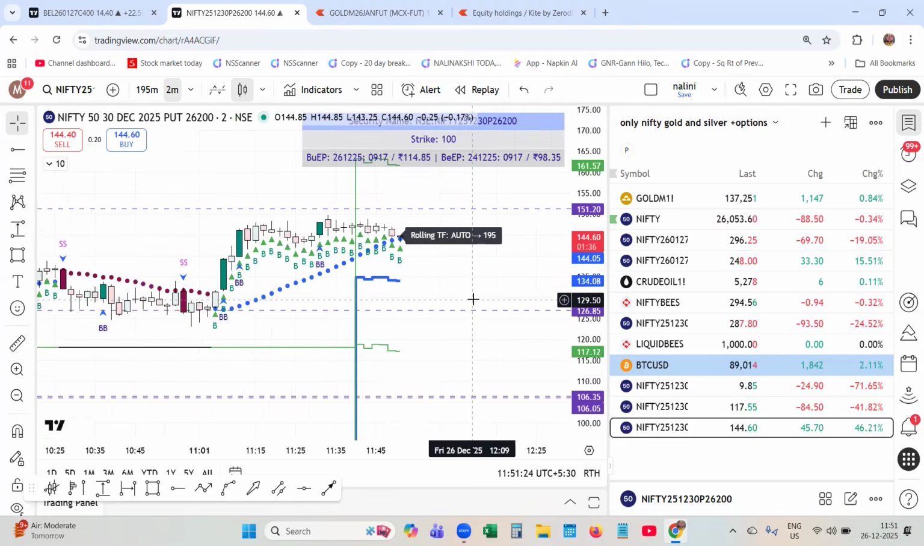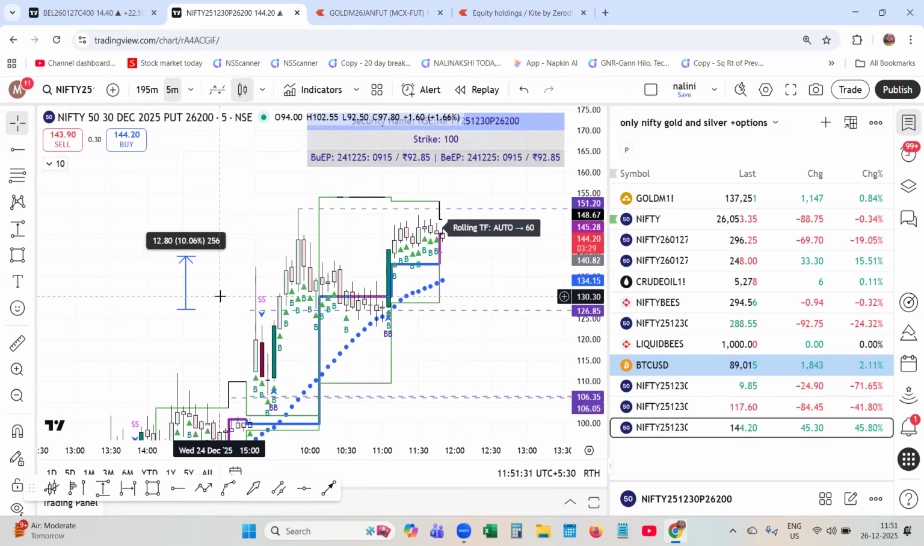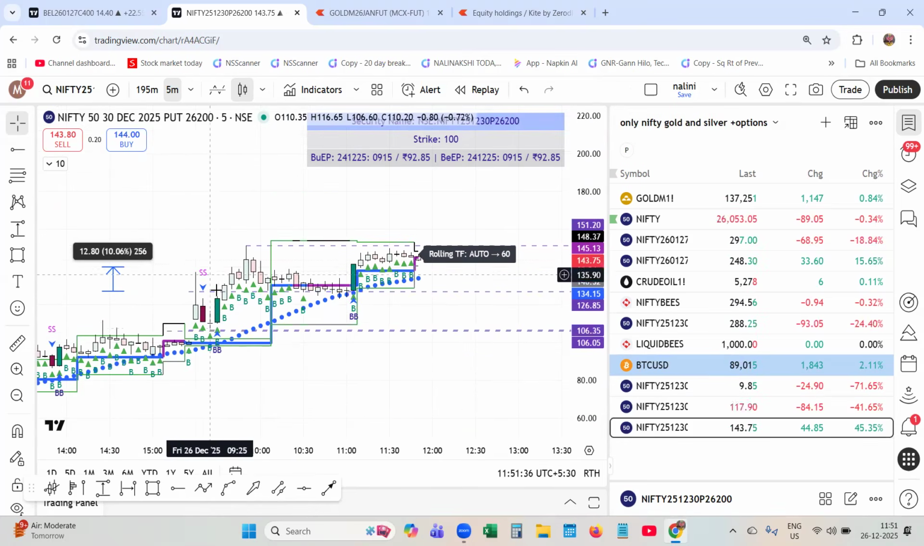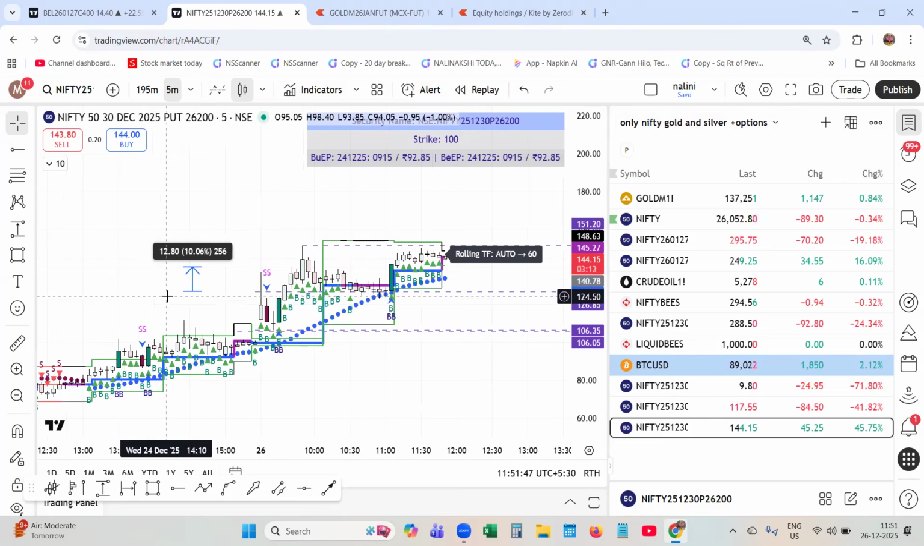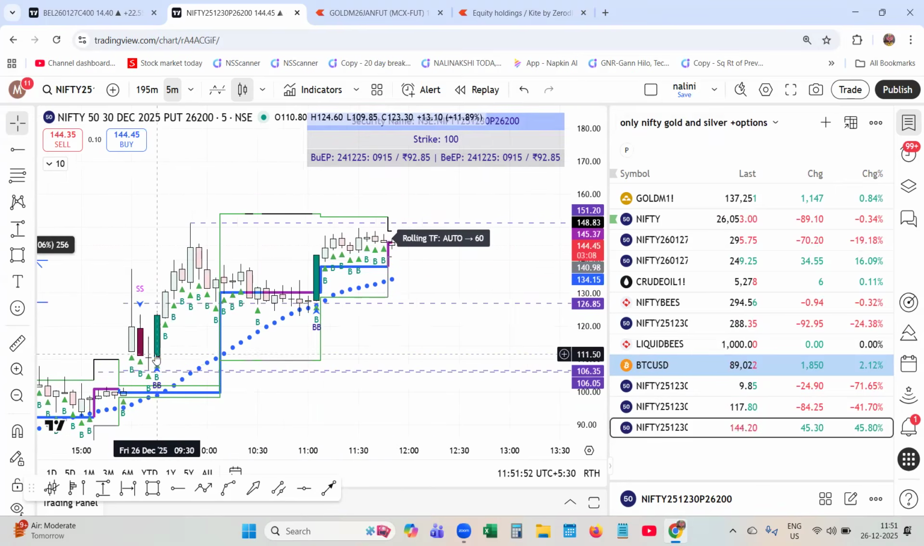Live, it is running. Let me change it to 5 minutes. You are not getting any episodic pivot on the 5 minute. You can notice on the 2 minutes time frame, it has been triggered. You can utilize that every day. You will not get it conspicuously. Sometimes on a lower time frame you will get an episodic pivot, and you can use it as a guideline and take the trade.